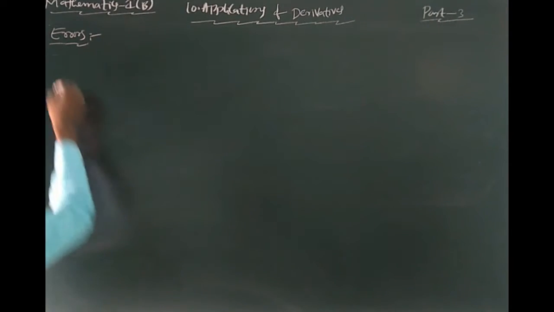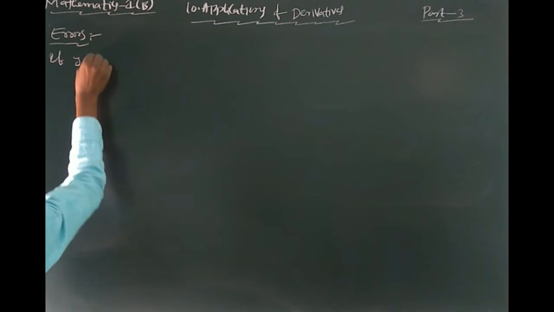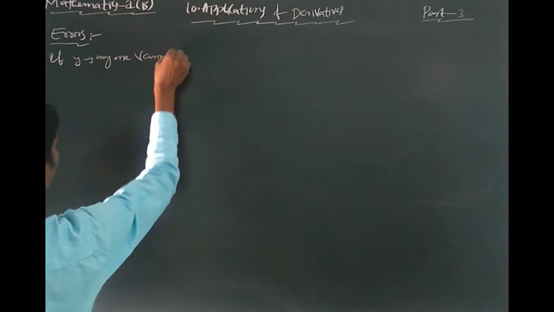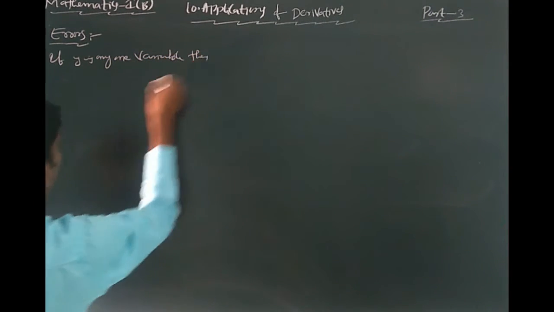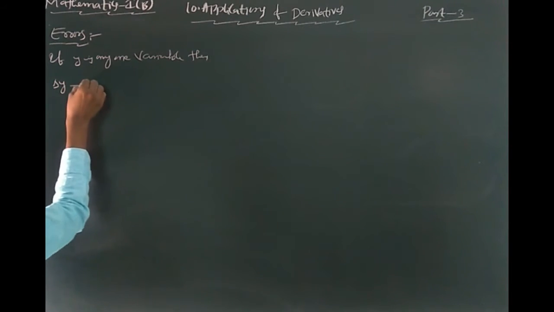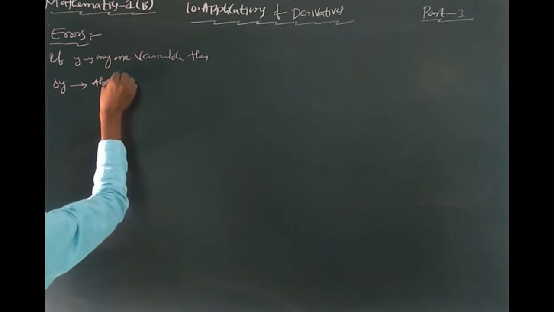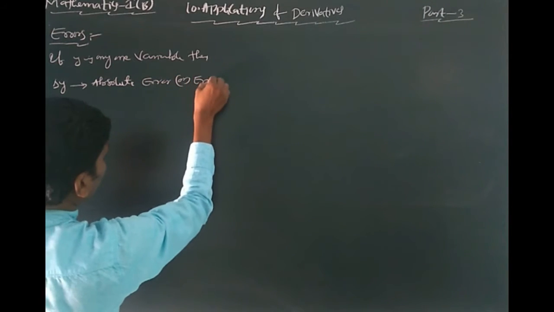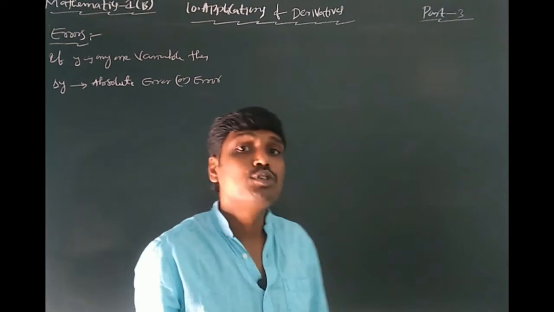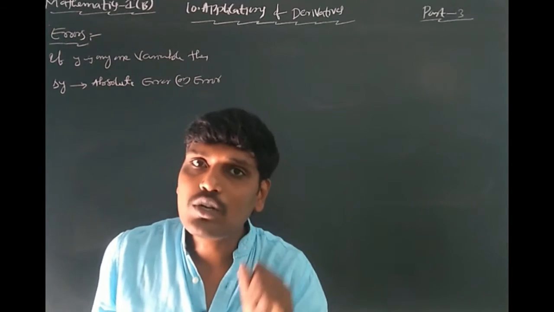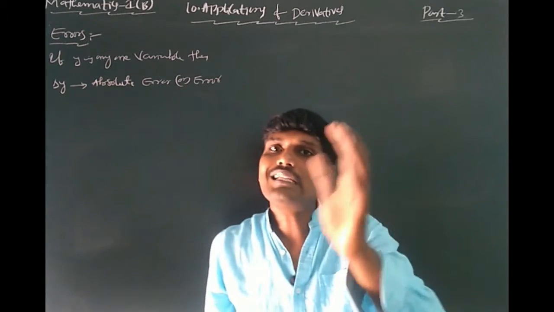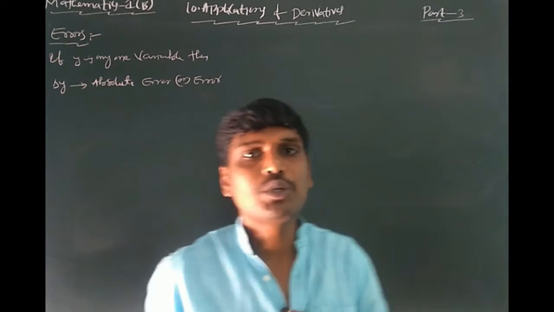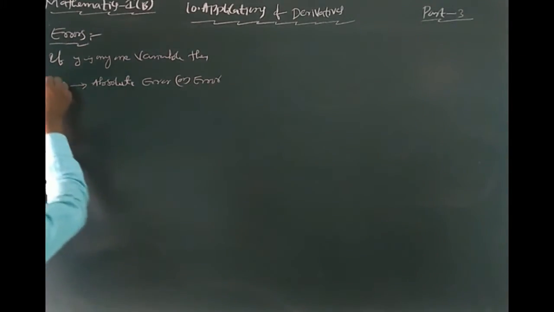What is that? First of all, if y is any one variable, then delta y is called absolute error or error. First type is error or absolute error. Error or absolute error meaning what? y is any one variable, delta y is called absolute error or error. This is the first one.